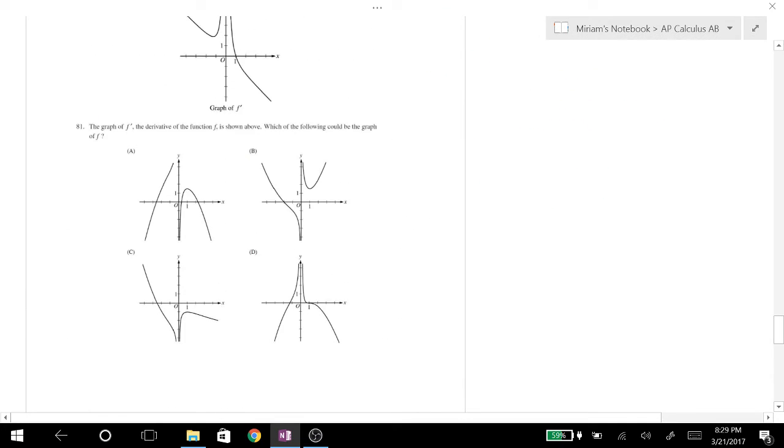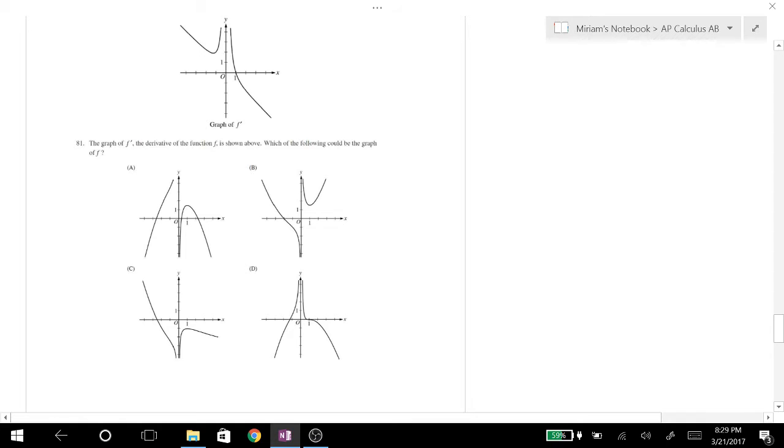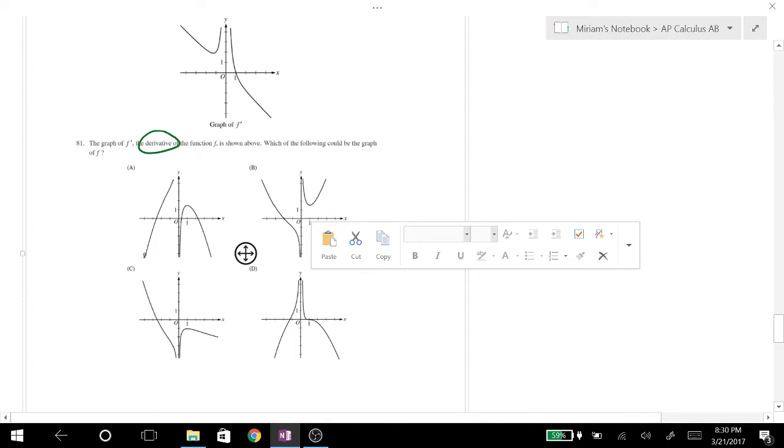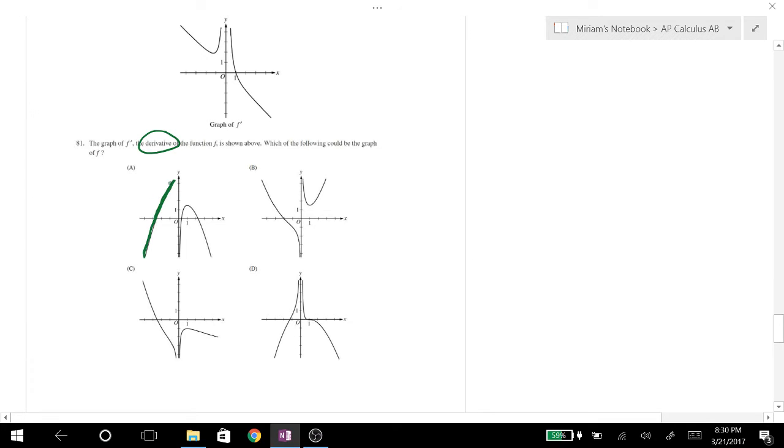Okay, so for number 81, you're given the derivative, and they want you to find the original graph. So this is just the other way around. So let's try the first problem. Let's try A. If I'm looking at A, I'm increasing over here, so that has to be a positive. I'm increasing over here, so that's also a positive. Then I have a 0 here. Then I have a negative because I'm decreasing.